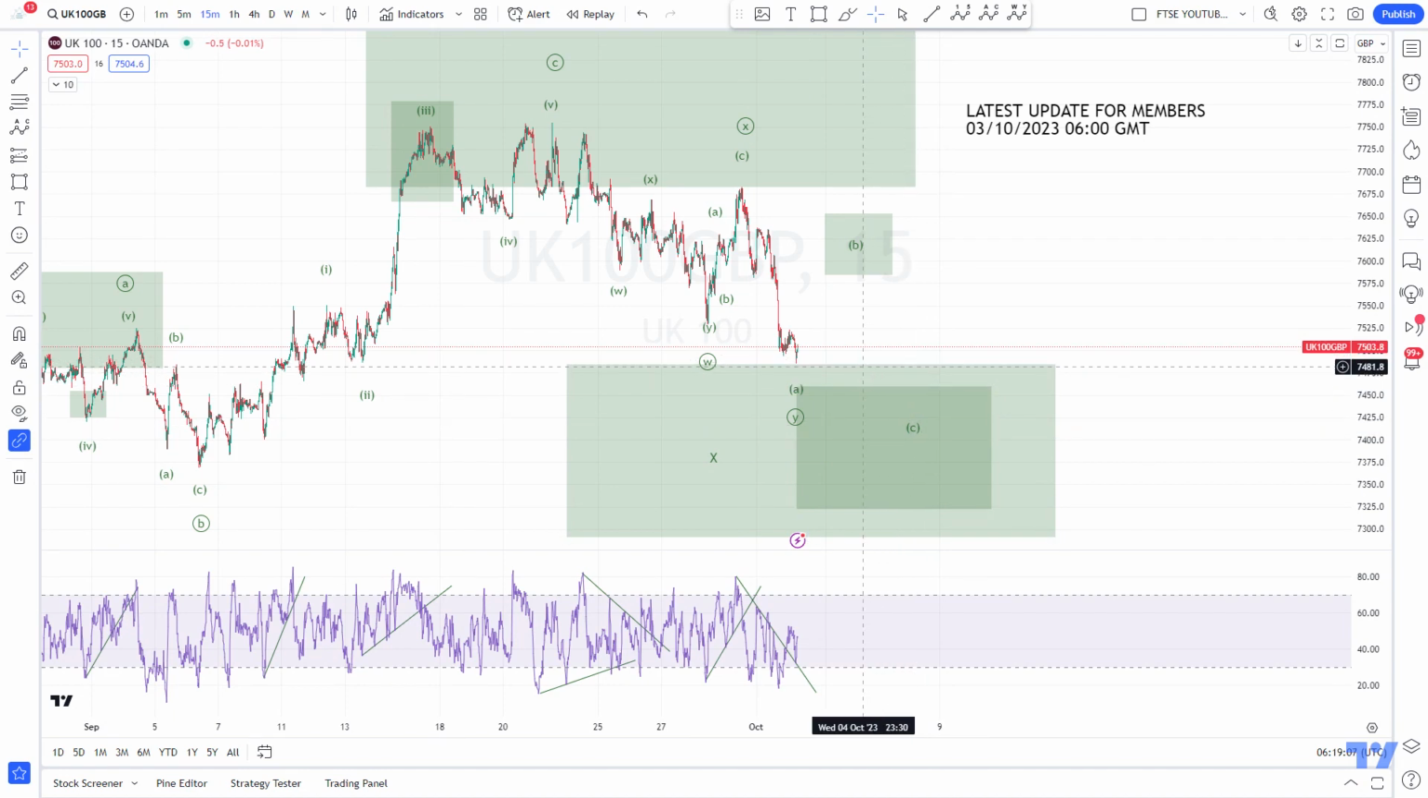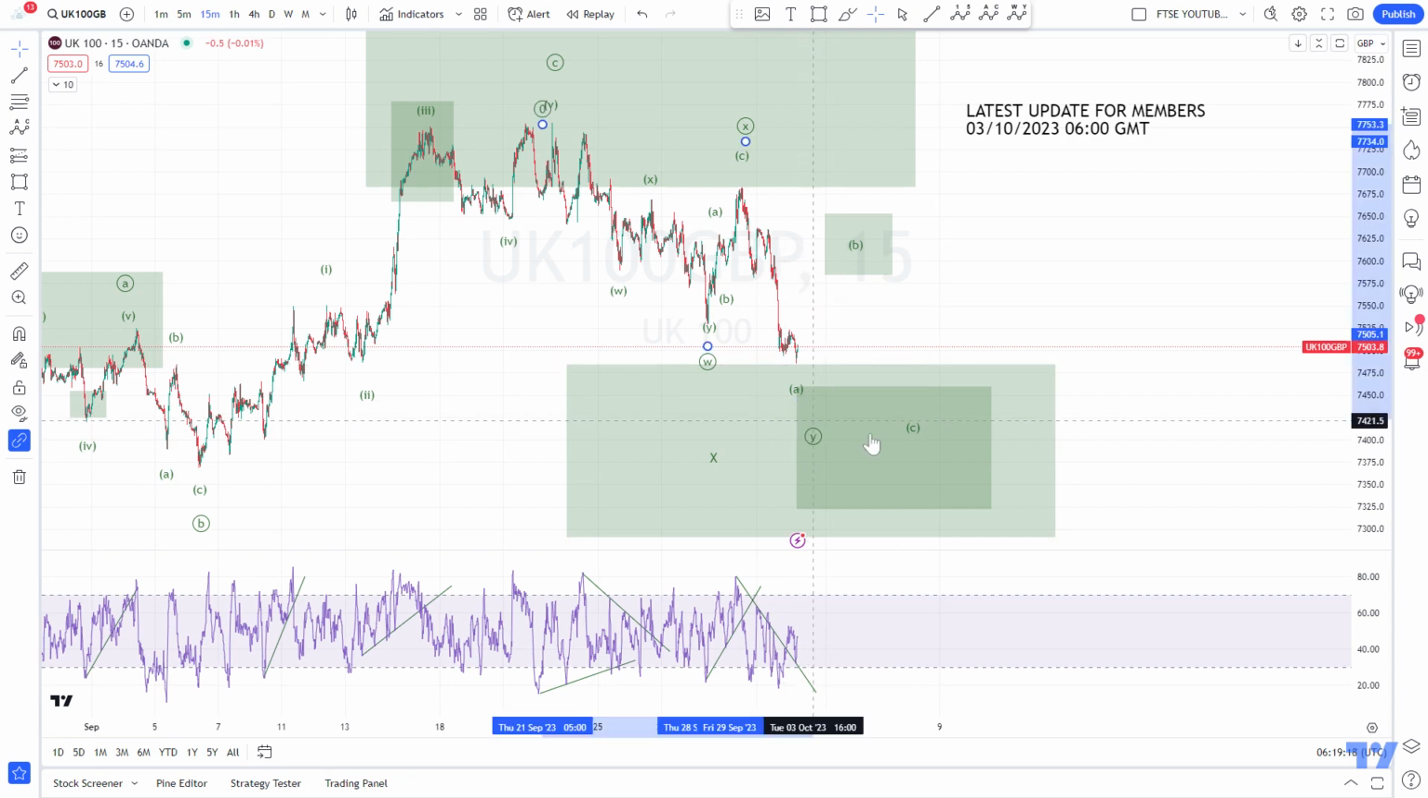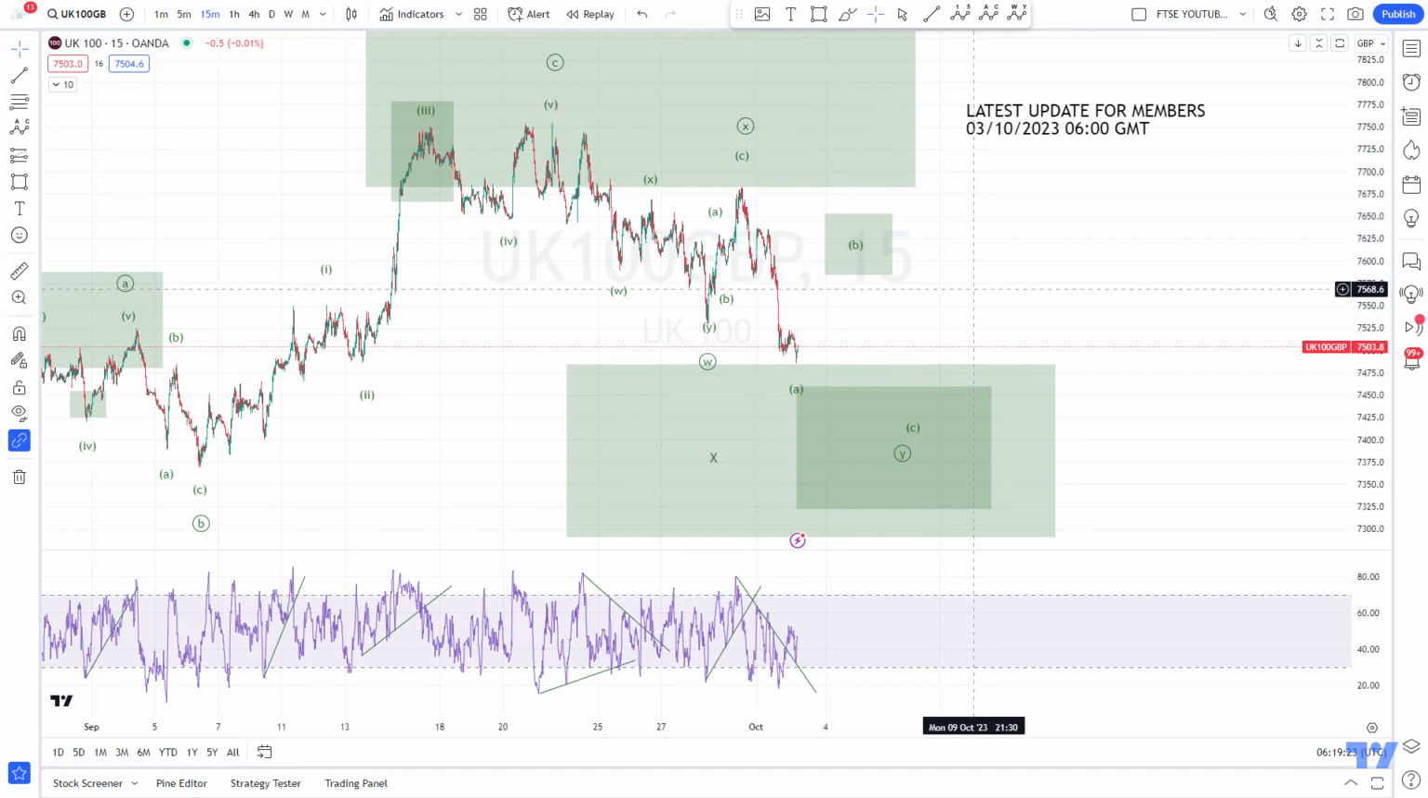However, we reached the wave X area, could be complete, but in my primary scenario, I would say that yeah, a B leg and a C leg should follow.